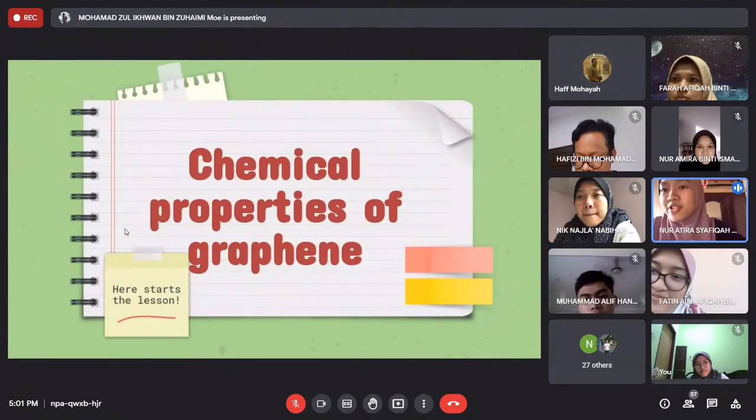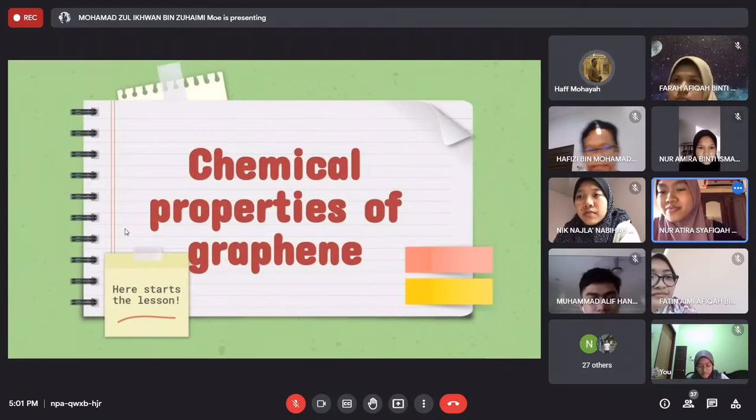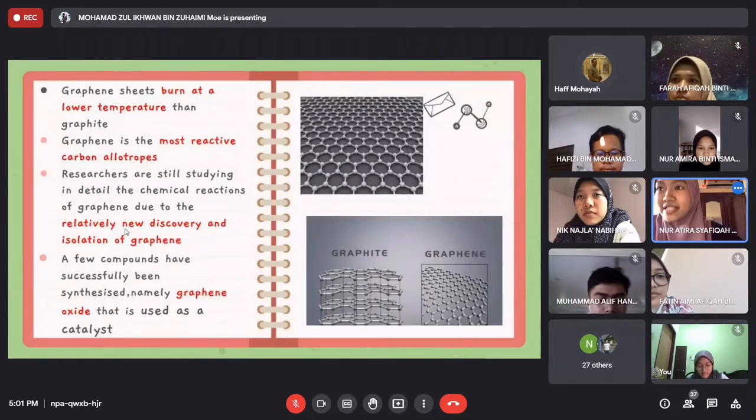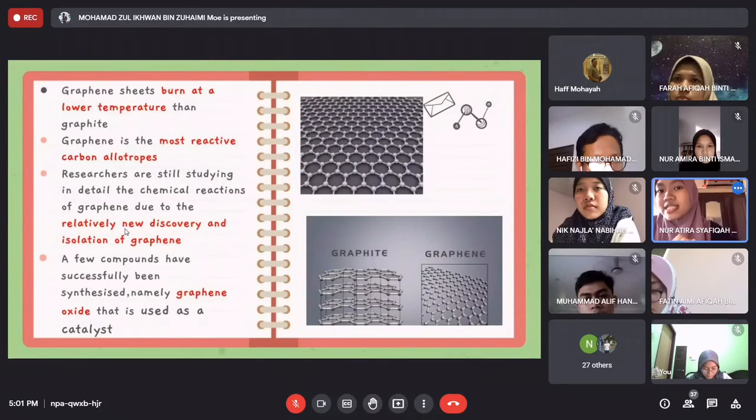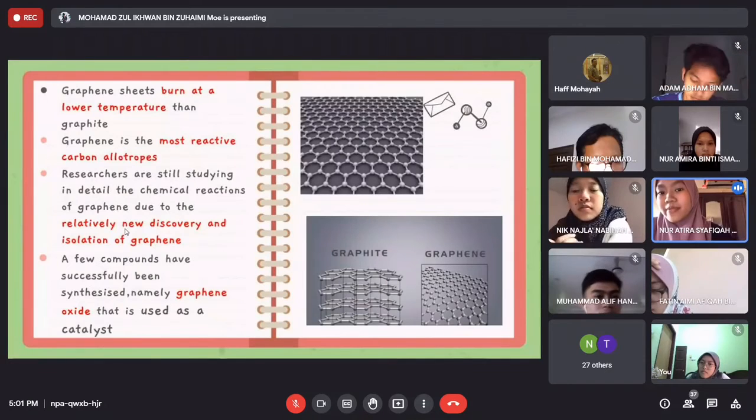Okay, so we proceed to the chemical properties of graphene. Next slide. Graphene sheets burn at lower temperature than graphite. Graphene is the most reactive carbon allotrope. Researchers are still studying in detail the chemical reaction of the graphene due to the relatively new discovery and isolation of graphene. A few compounds have been successfully synthesized, namely graphene oxide that is used as a catalyst.